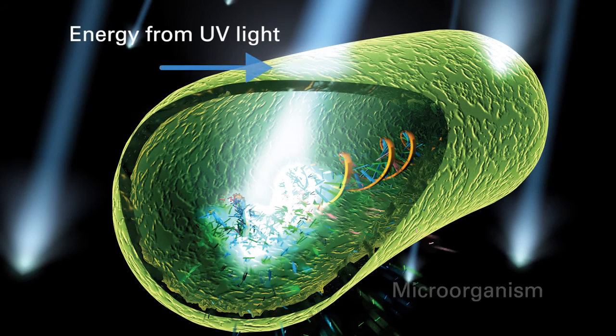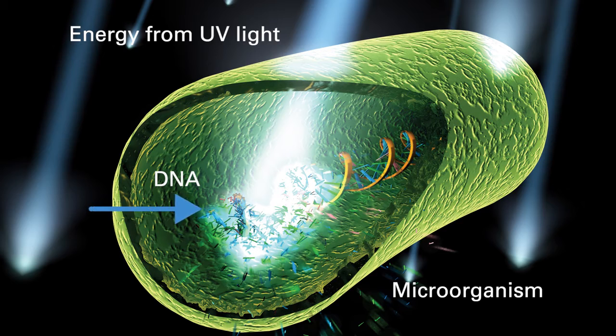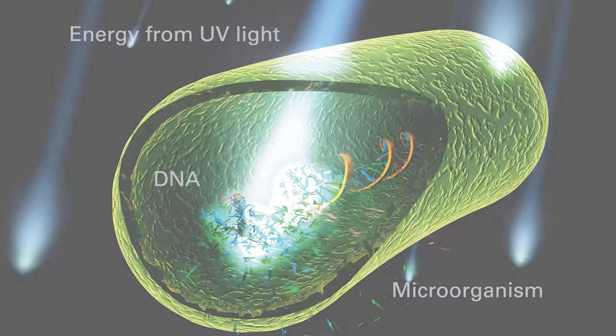That energy is absorbed by the organism and it disrupts or garbles its DNA. That's the code that tells the microorganism how to reproduce. Without that code, it can't reproduce, so it can't cause infection or illness.